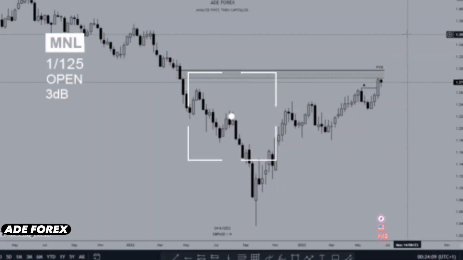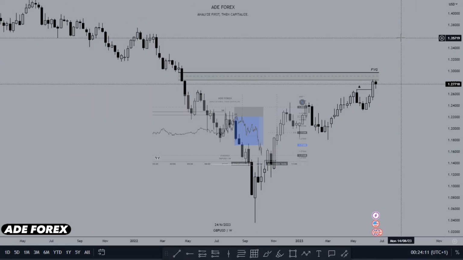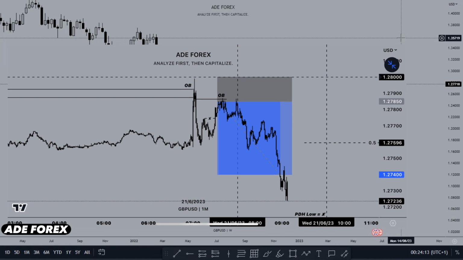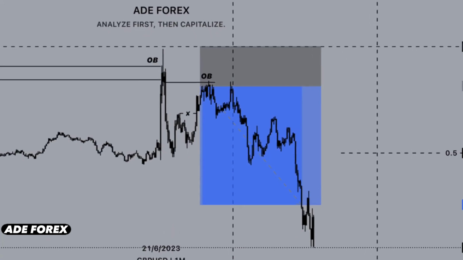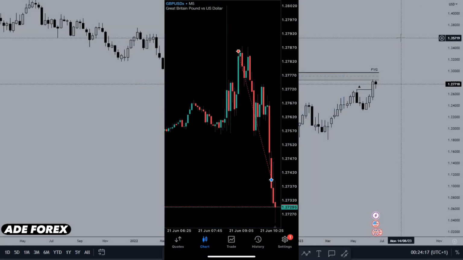Alright guys, so I'm gonna be breaking down a particular trade that I took today, or earlier yesterday, because it's currently midnight here. So I'm gonna be breaking the trade down and I hope you guys enjoy the video.